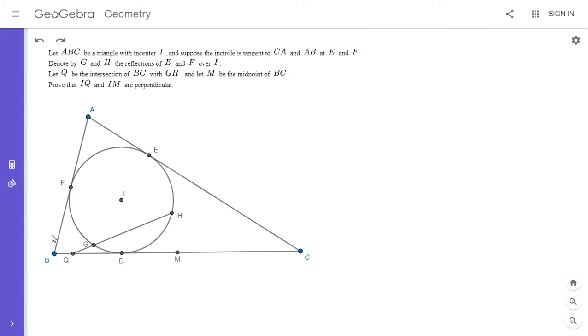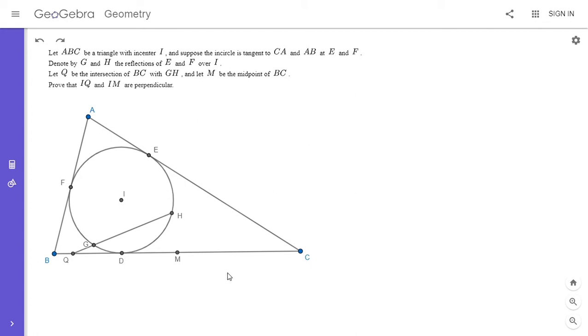So we have a triangle ABC with incenter I. It's tangent to CA at E and AB at F. And then let G be the reflection of E across I, and H be the reflection of F across I. And let GH meet BC at point Q. And we want to show that IQ and IM are perpendicular, where M is the midpoint of BC.